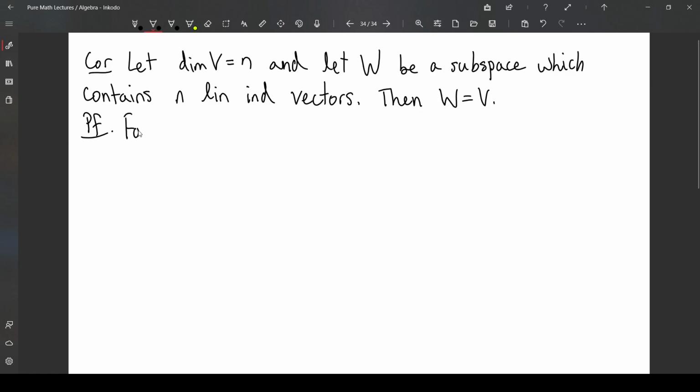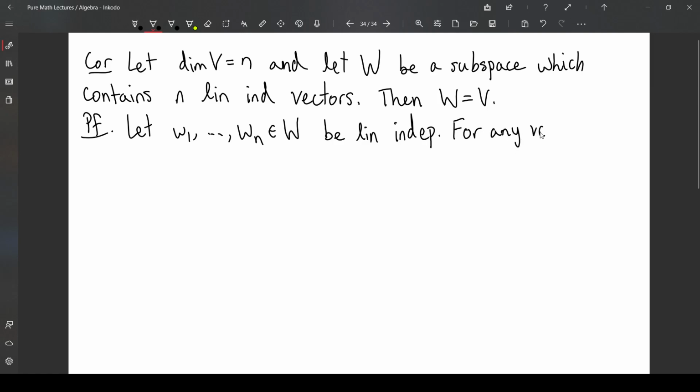Let W1 through Wn in W be linearly independent. For any v in V, the set consisting of W1 through Wn and v is linearly dependent by the theorem.